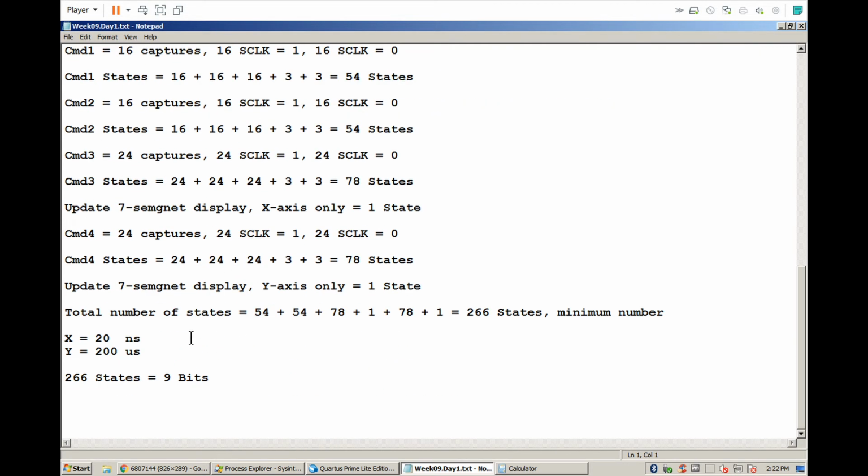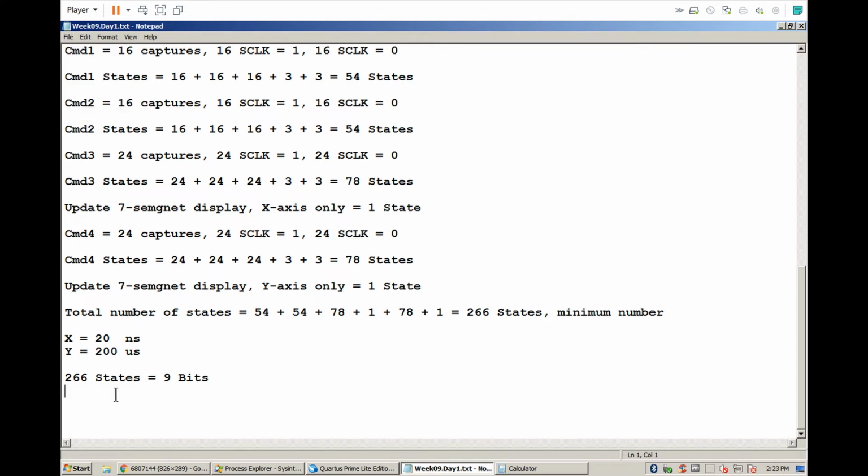Okay? And when you read, each state changes every 200 microseconds minimum. Now you can make it longer, you can make it 400, you can make it 500. It just slows down the process. Each time you change states, you can only change one state at a time. That's why the X and Y values are 20 nanoseconds and 200 microseconds respectively. Okay, all right.